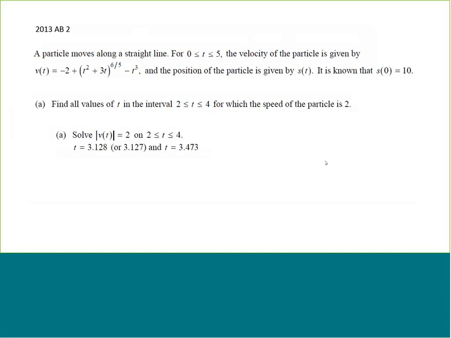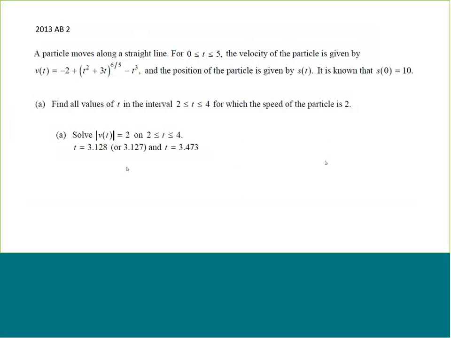Another one is, well, this is actually a case in 2013 AB2 where we did give a velocity function where you're not going to be able to take that antiderivative. One of the things that came up in this one is in part A, where we find all values of t in the interval 2 is less than or equal to t is less than or equal to 4, for which the speed of the particle is 2. Most students found when the velocity of the particle is 2, not the speed.